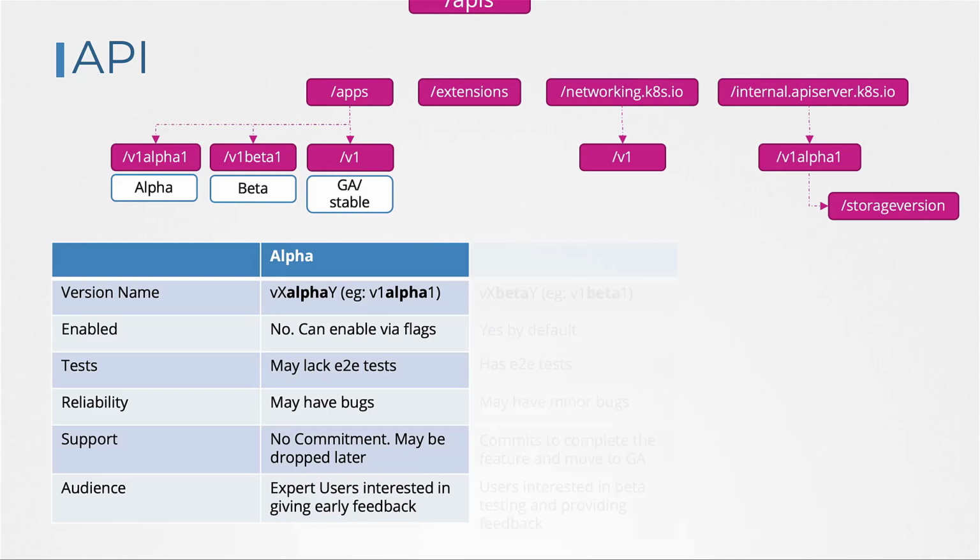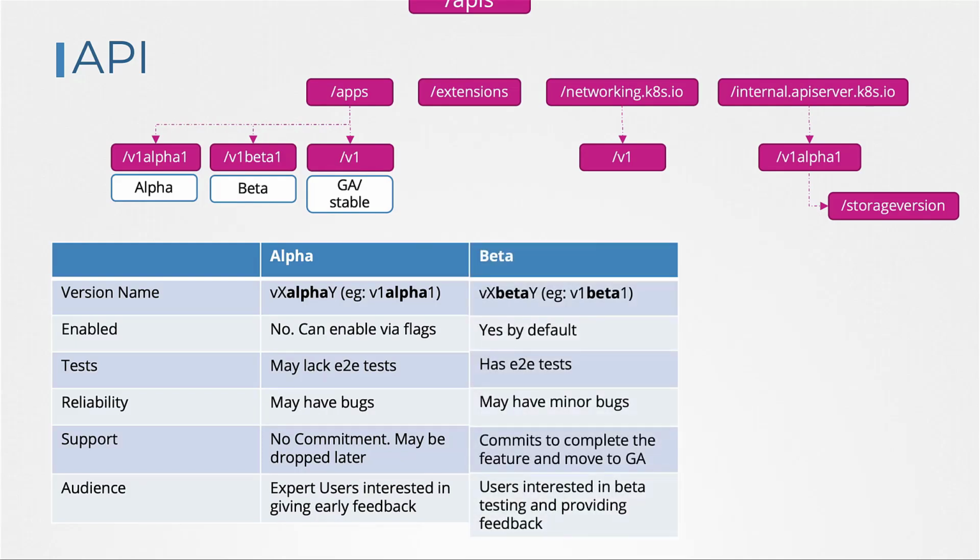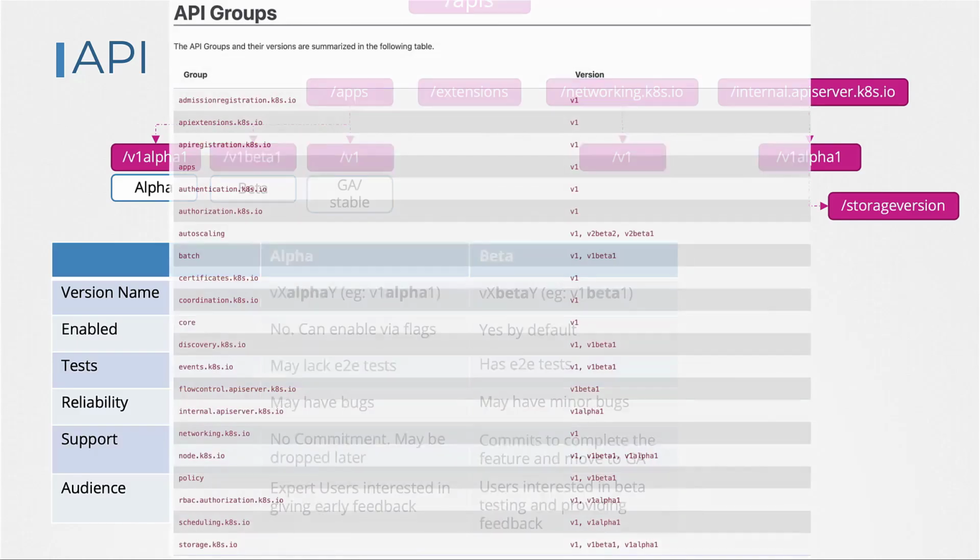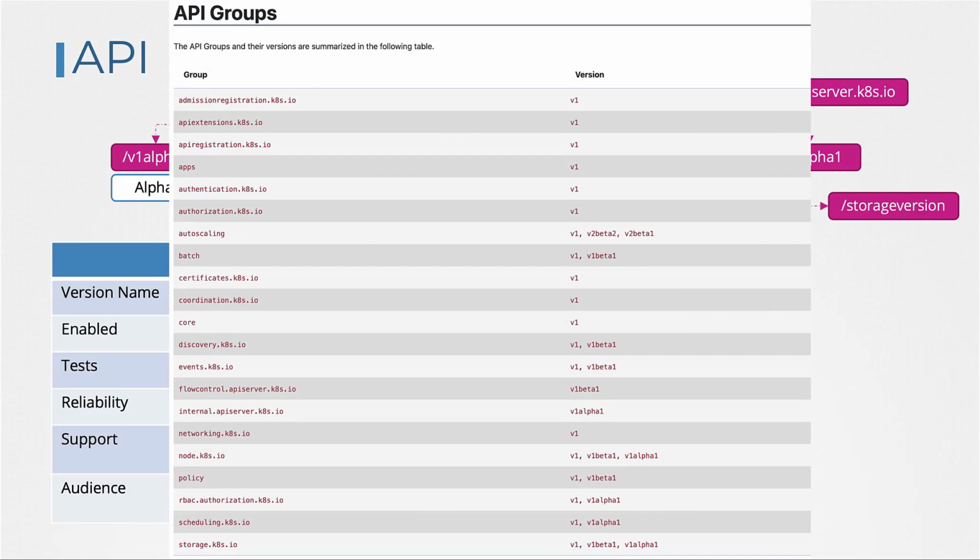Now, after some time in the alpha version, and once all the major bugs are fixed and it has end-to-end tests, it moves to the beta stage. This is where the API version name gets beta in its name, for example, v1beta1 or v1beta2, etc. The API groups in beta stage are enabled by default, and they have end-to-end tests. But since it is not GA, it may still have minor bugs. However, there is commitment from the project that it may be moved to GA in the future. So this is for users who are interested in beta testing and providing feedback for the features. As of now, the flow control group is in beta phase, as you can see from this chart.